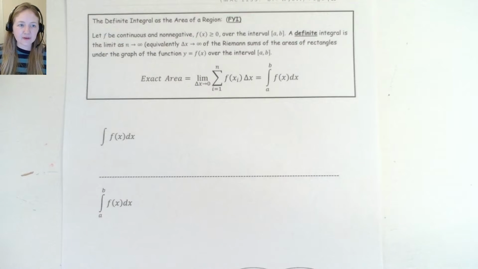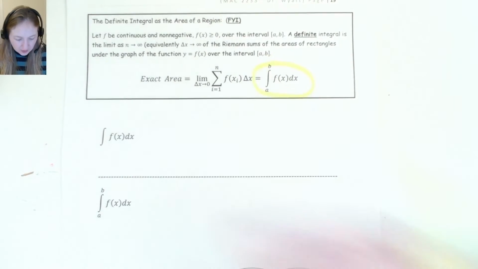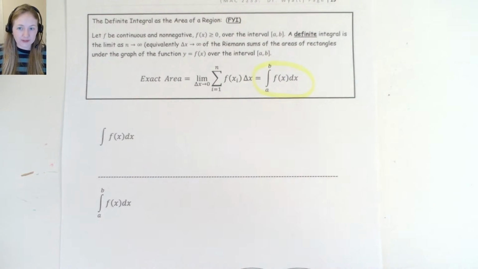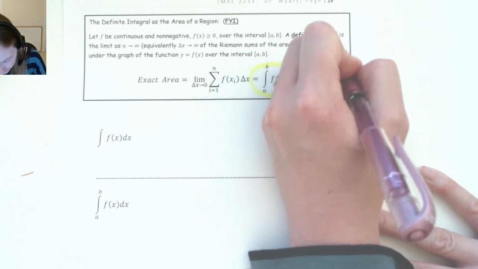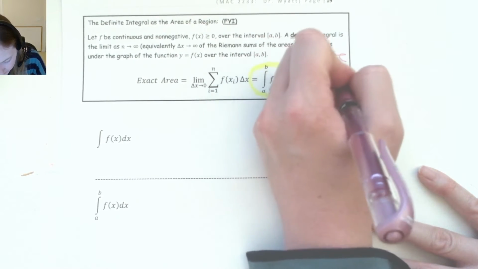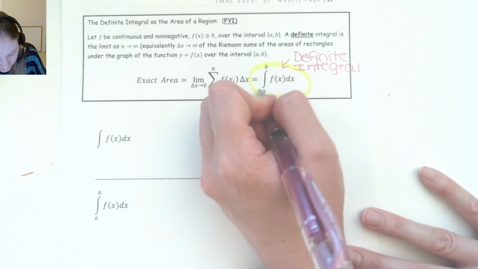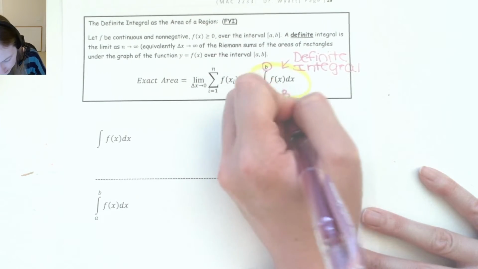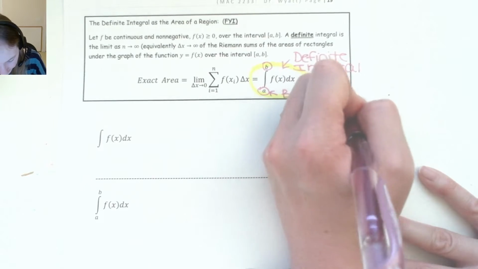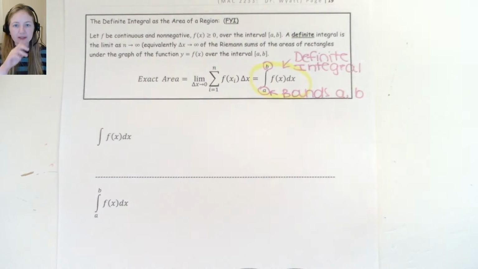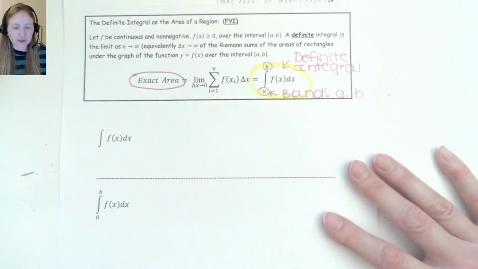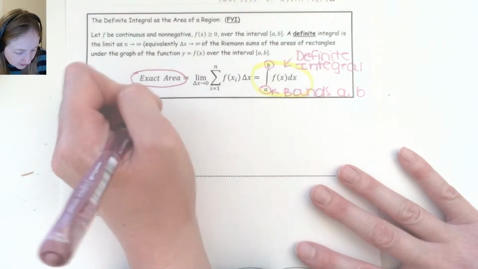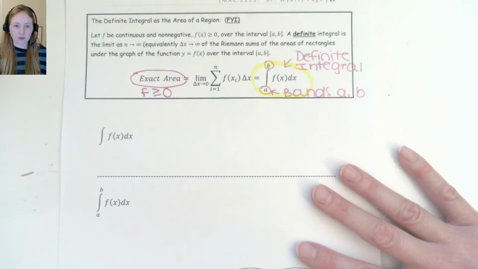So there's a lot of theory behind the definite integral, but this notation is what we're going to call the definite integral. The only difference is that you have these bounds a and b. And what the definite integral is eventually going to tell us is the exact area under the curve, assuming that the function is greater than or equal to 0.